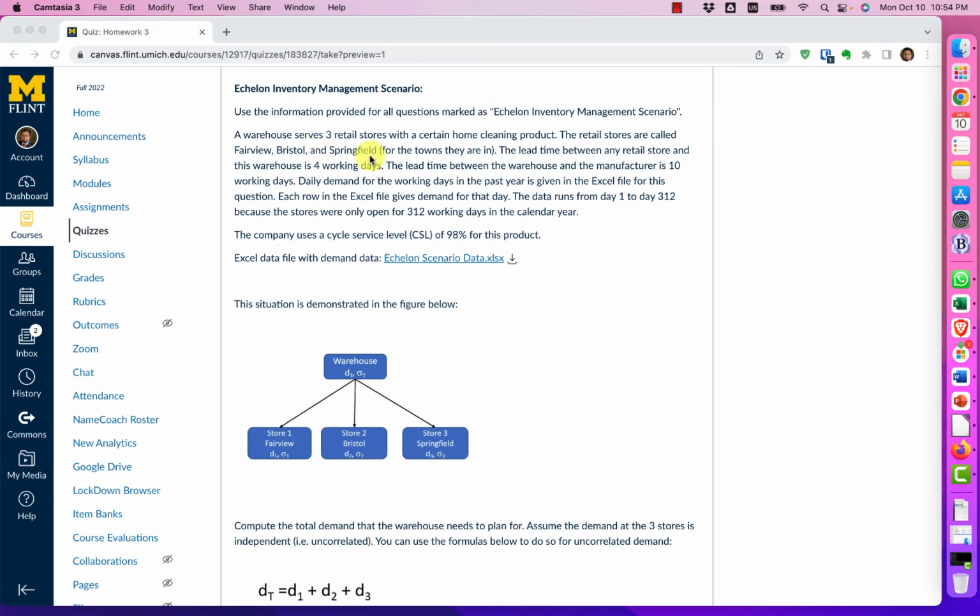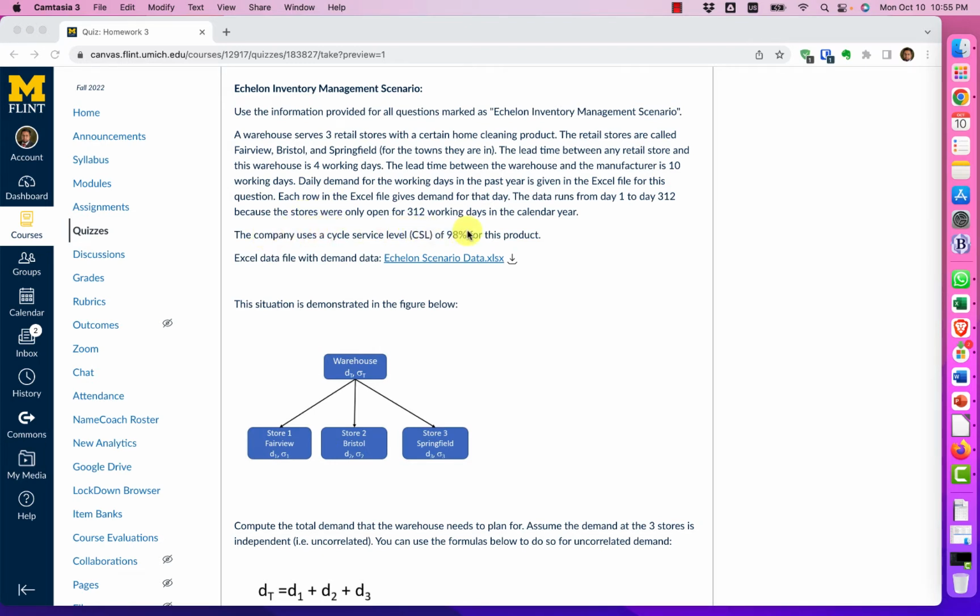So in any case, what do we have to do? We know the lead time between any retail store and the warehouse is 4 working days. And then the warehouse has its own lead time of 10 working days because if the warehouse is out of stock, the warehouse has to order from the manufacturer. Daily demand for the working days in the past year is given in the Excel file for this question. So we have demand data given. We can calculate the averages and the standard deviations from that.